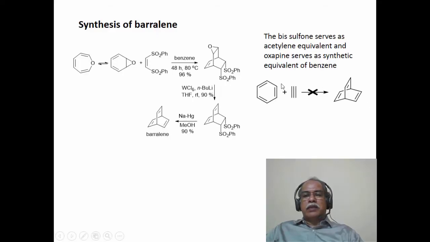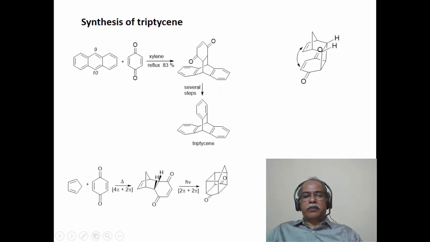What could not be accomplished in a direct manner is accomplished in an indirect manner, quite elegantly so. You can see here the yields of the individual steps are nearly quantitative, 90 plus yields is what is obtained. So barrelene can be conveniently synthesized by this particular methodology. So here is an example of the power of Diels Alder reaction in terms of producing the basic framework of the barrelene, which is a 2,2,2 bicyclic framework.